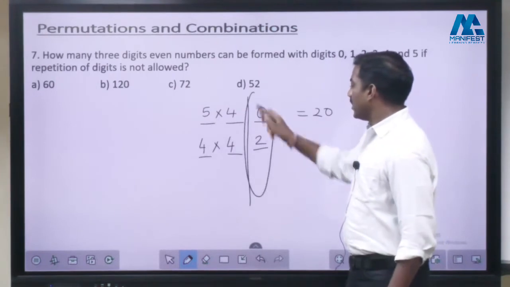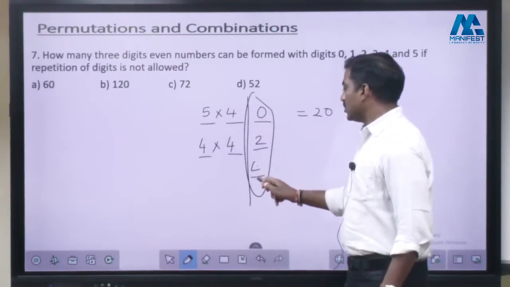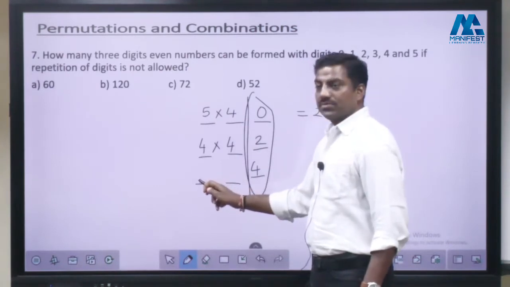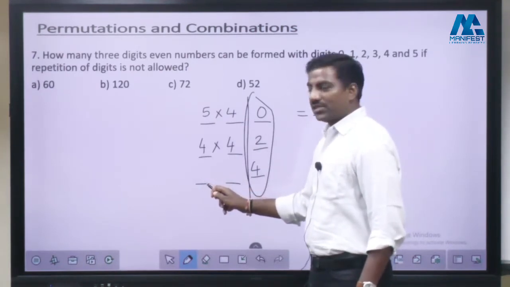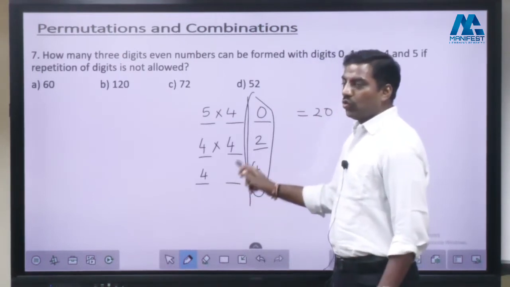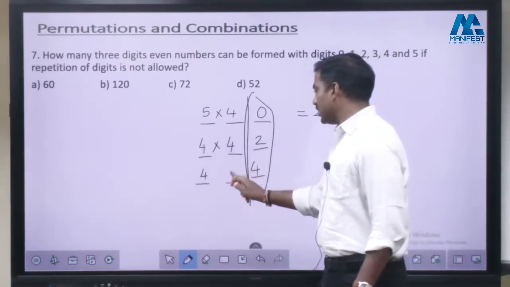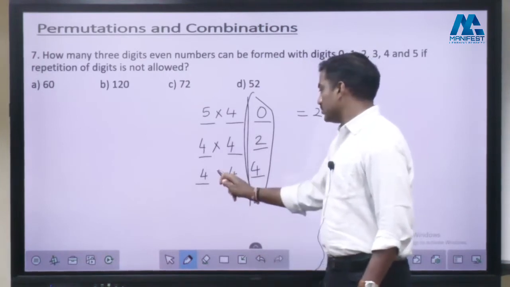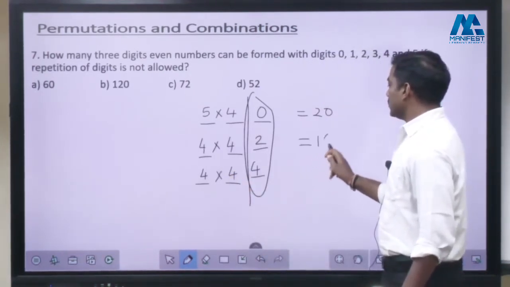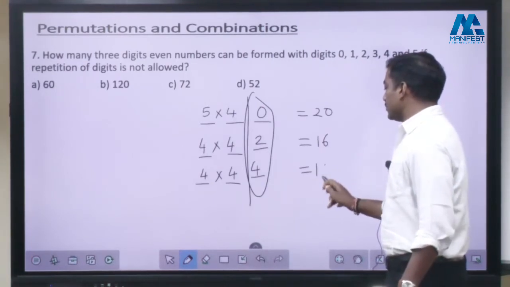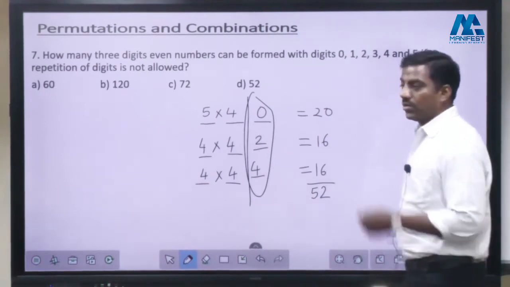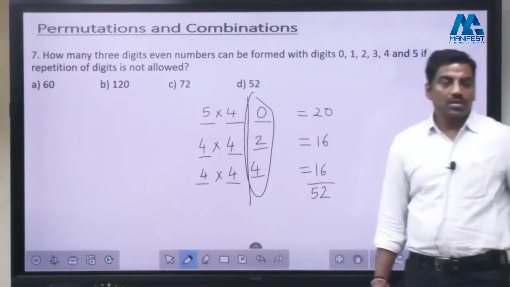When this is 4, how many ways can I fill this place? 4 ways. I cannot consider 0. Here, 2 numbers are already consumed. I can take. So 4 into 4. Here also 4 into 4. Totally. Correct.